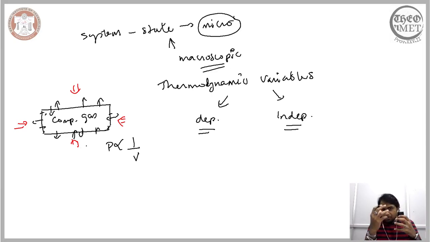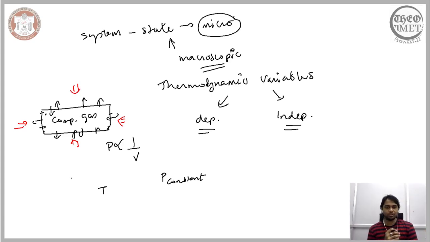Here the only variable is the pressure, and because of the change in pressure, the volume is changing. In the second condition, you assume the pressure to be constant, so pressure is constant, and now you increase the temperature of your system.